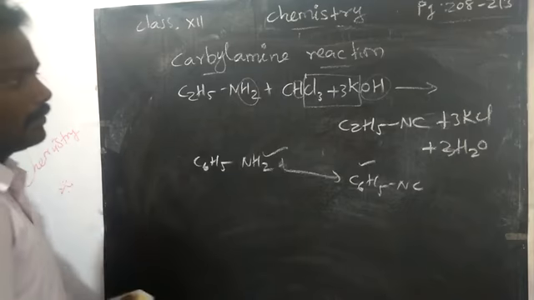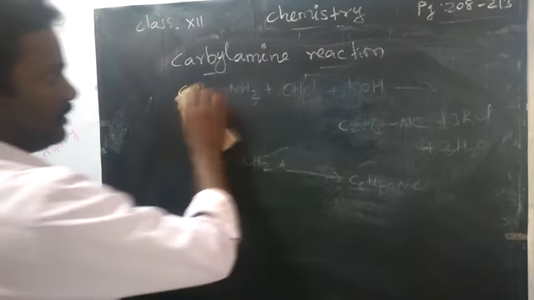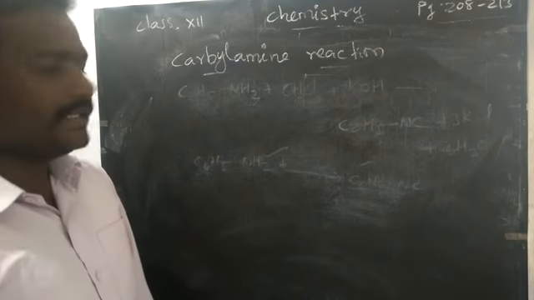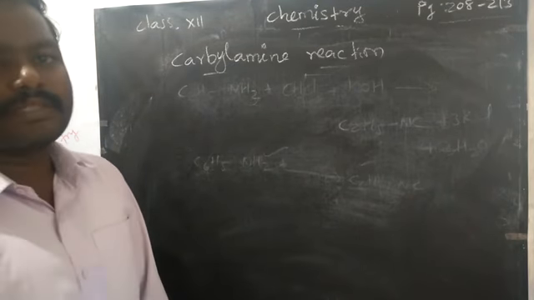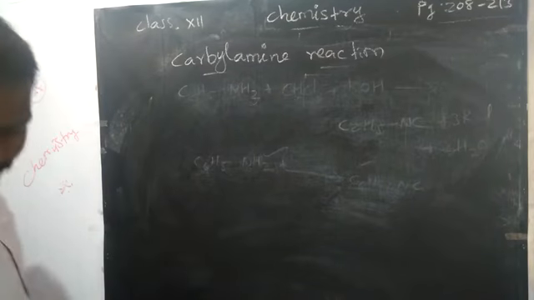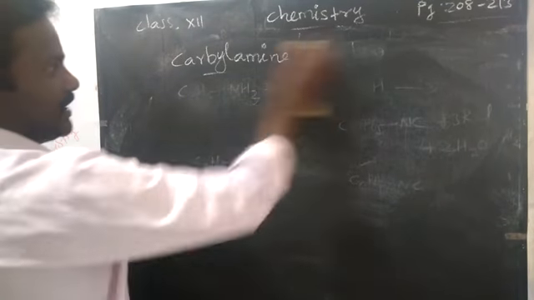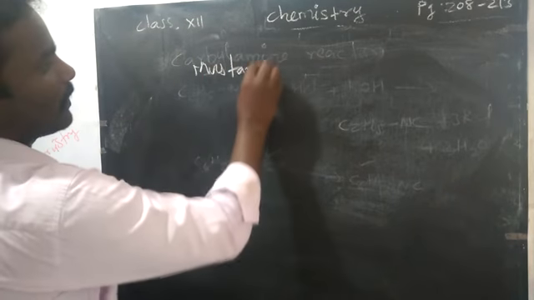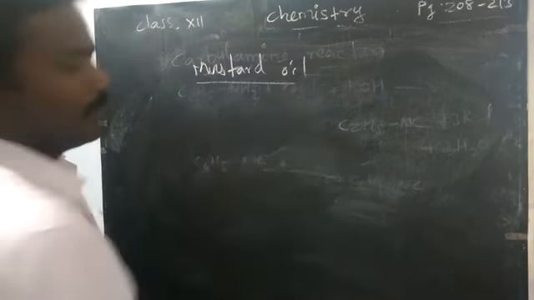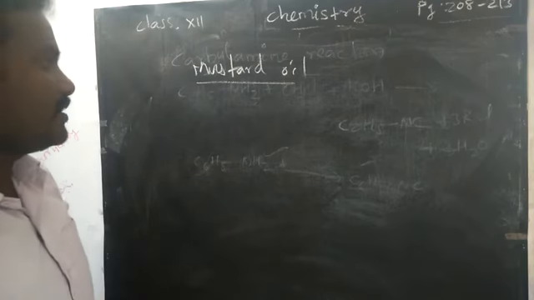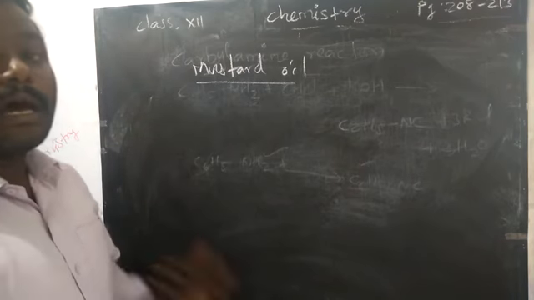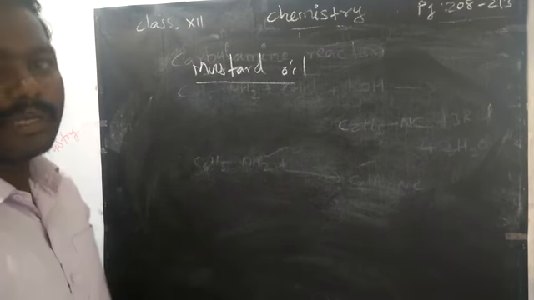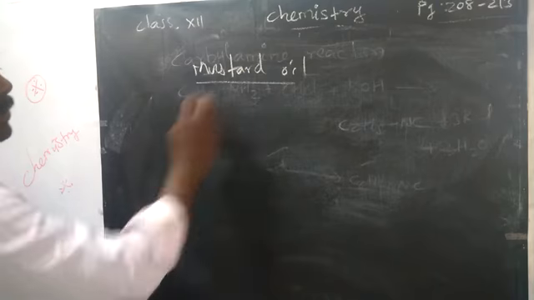Then another important naming reaction, the mustard oil reaction. This is also one of the tests for primary amines. If you want to test a primary amine, you can use it. What's another name? Mustard oil reaction. In the mustard oil reaction, what are the reagents we have to take? A primary amine with carbon disulfide, CS2, in the presence of the catalyst mercuric chloride, HgCl2. One by one we will write.